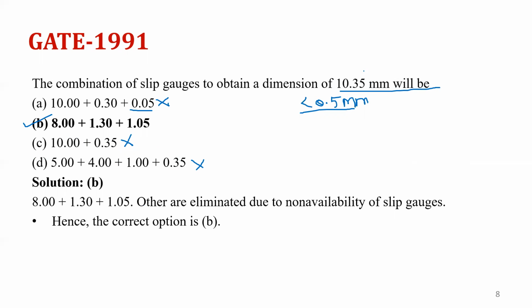The normal procedure is, first we have to start with the last digit. So 0.005 is not available. So we can choose 1.05 mm. So the remaining dimension left is 9.3. Then we will start with the last digit as 3. So no 0.3, so we have to choose 1.3 mm slip gauge. Then there is an 8 mm slip gauge. So this is the 8, 1.3 and 1.05. So the correct option is B.